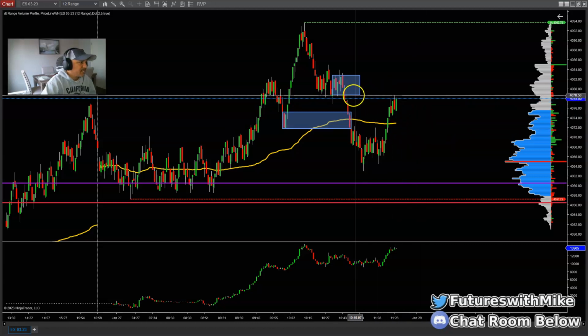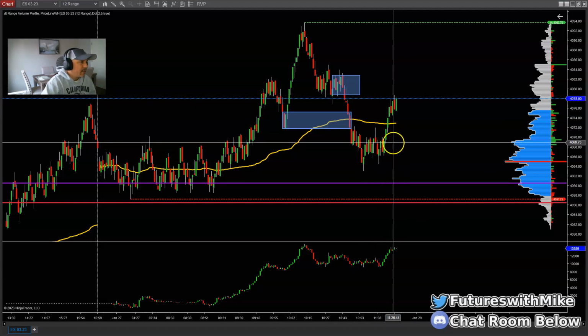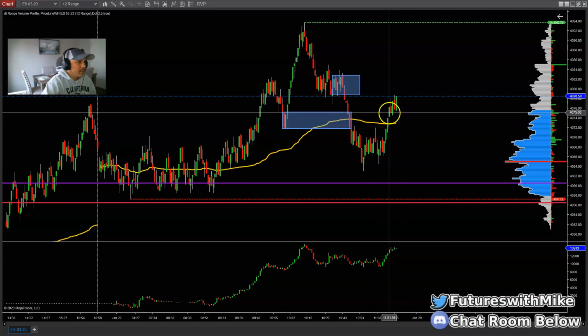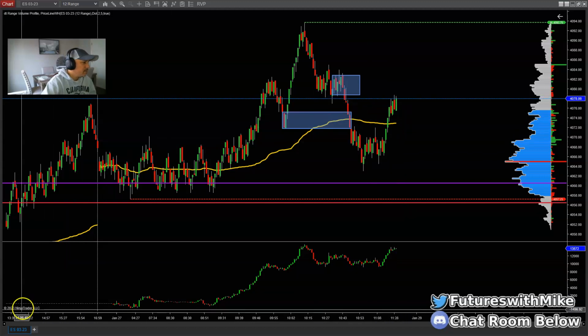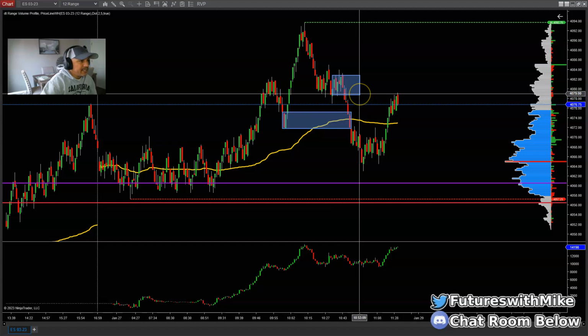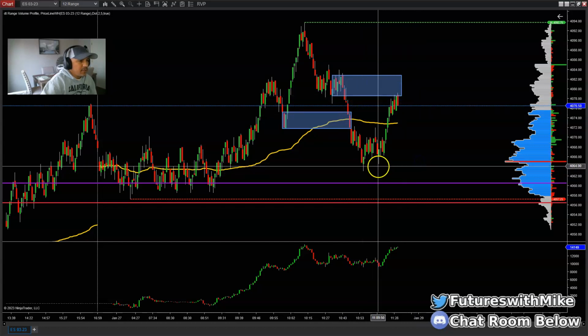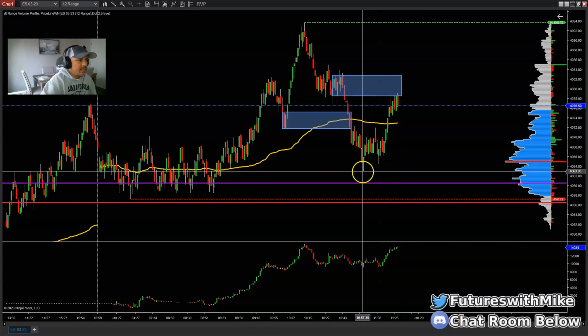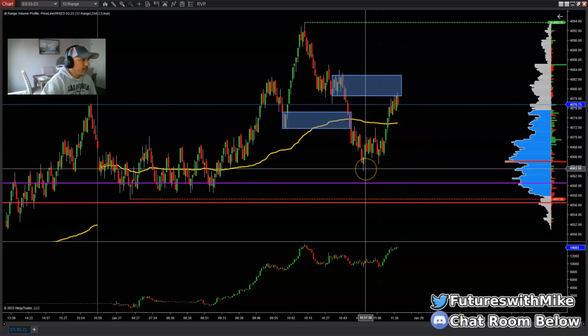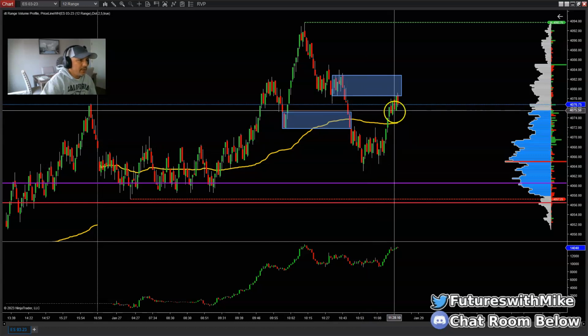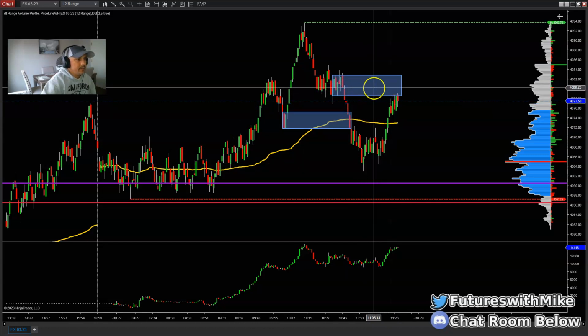I mean, even if it rejects this area, it may just come back down and test right here. So I just have to wait it out and see what's going to happen here. Market is extremely slow today. Okay, we're tapping into that zone now. So if we get rejection here, I'm going to go short. I'm going to be looking for it to take out the lows right here. So I'm really looking for something to happen now.